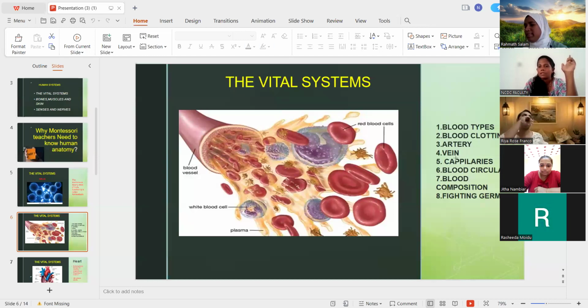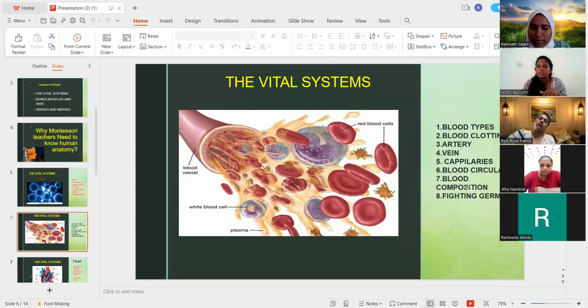Okay, and then capillaries. Capillaries are small veins, from the artery and veins towards the end. If you get bleeding in your fingertip or in your skin, that is capillary blood. Capillary blood is not deep blood, it is superficial blood only. And blood circulation I will explain when I explain about the heart.